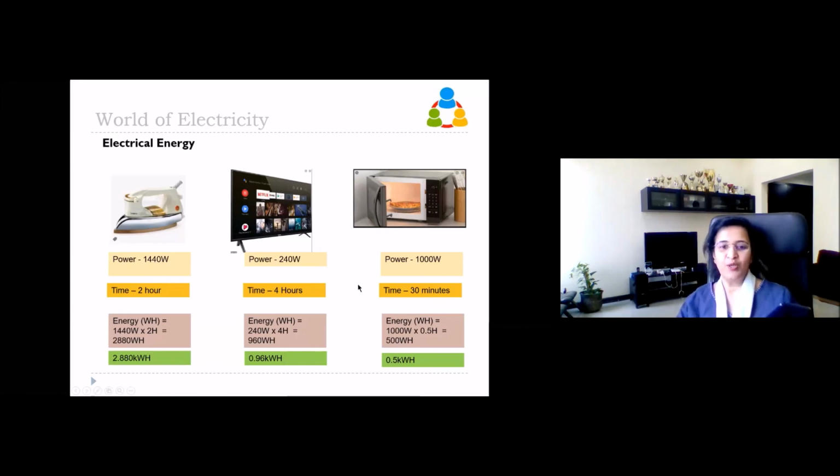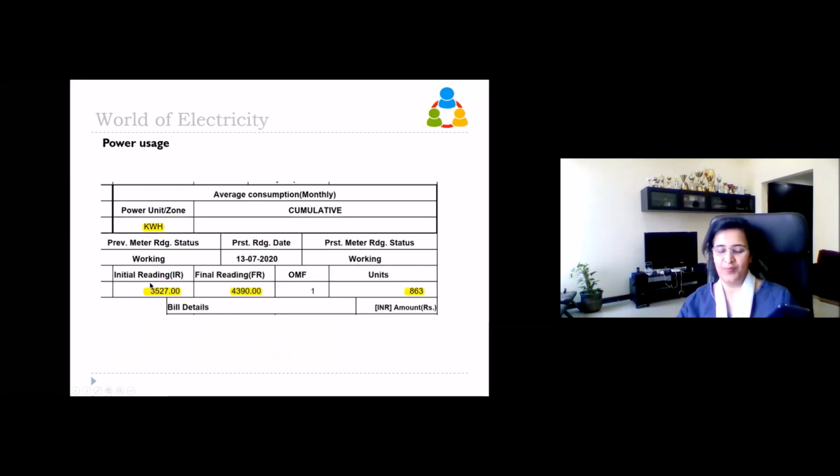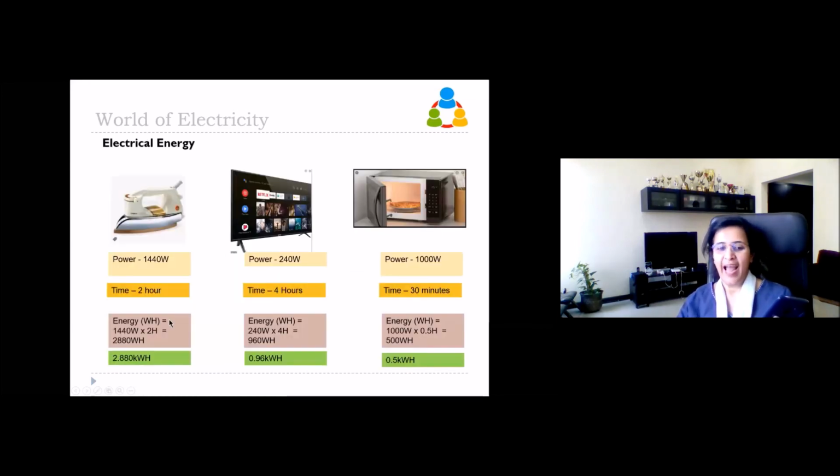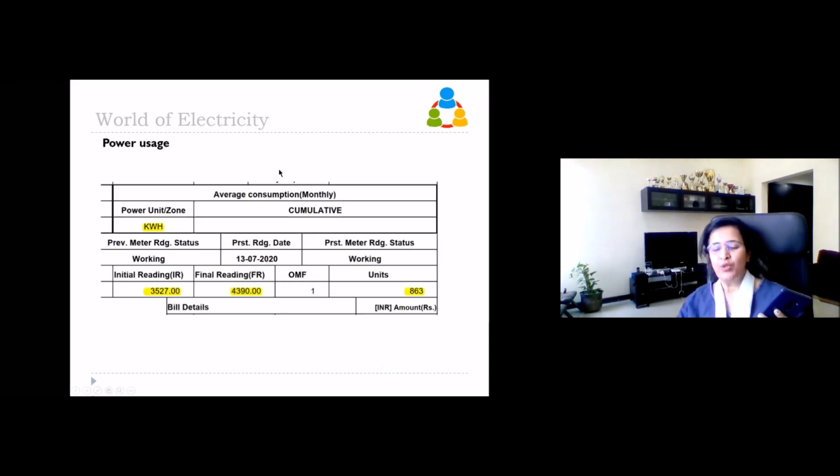Okay, so let us go to this one now. What does this mean? I'm using 863 kilowatt hour. If I add all these, 2.8, 0.96, 0.5, this may be what I'm using per day. These are the equipment I might be using, and there will be lights and fans in my home along with that. So when I do it monthly, maybe this is for 2 months, I think. Okay, this is for 2 months.